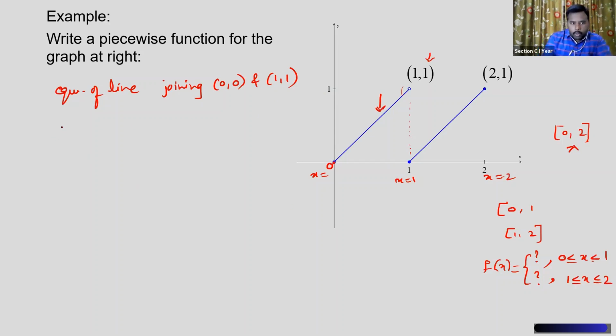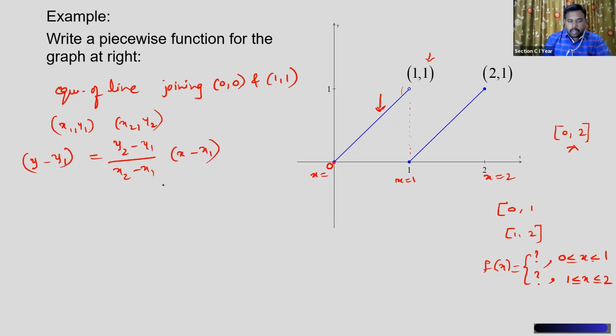Now, I hope you remember this. When you are given 2 points, (x1, y1) and the other point (x2, y2), you can write the line joining these 2 points with this formula: y minus y1 equals the slope, (y2 minus y1) divided by (x2 minus x1), multiplied by (x minus x1). Using a formula of this kind, you can find the equation of the line joining those 2 points. See here, (x1, y1) is (0, 0) and (x2, y2) is (1, 1). So you will get it like this.